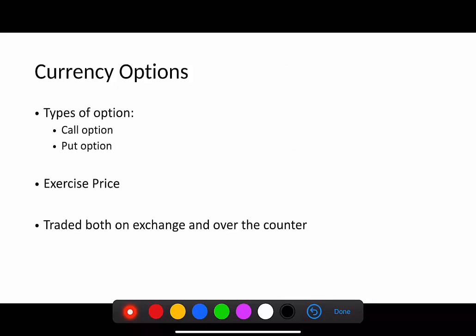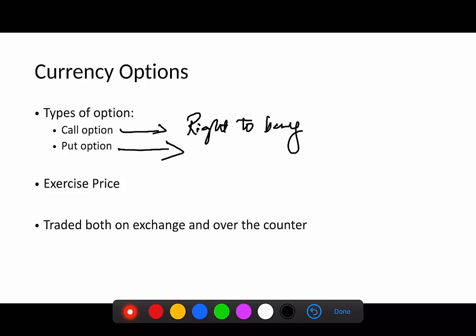Now, there are two types of option contracts. One is the call option contract, and the other is the put option contract. The call option contract gives the buyer of the contract the right to buy the underlying currency. That is not the case with the put option, because once you buy the put option, it gives the right to sell the underlying currency.